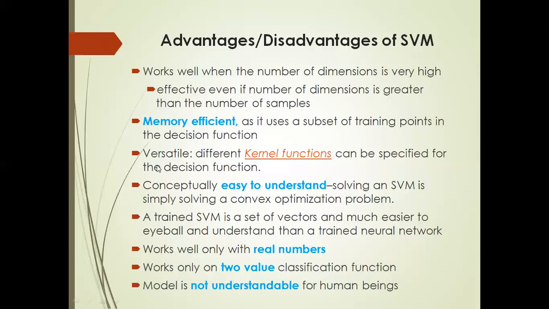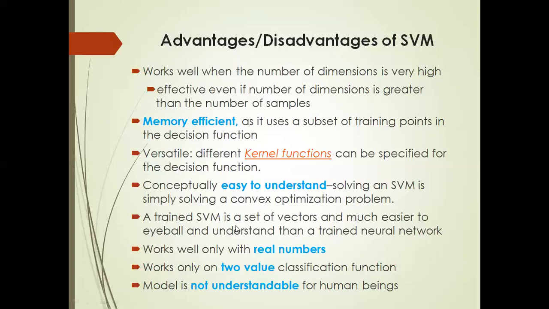Then SVM is versatile. What do we mean by versatile? Different kernel functions can be specified for the decision function. We use many functions, like the sigmoid function, polynomial functions, and a few other kernel functions. That is why it is versatile. It is also conceptually easy to understand. Solving an SVM is simply solving a convex optimization problem. So this is one of the advantages of the SVM.